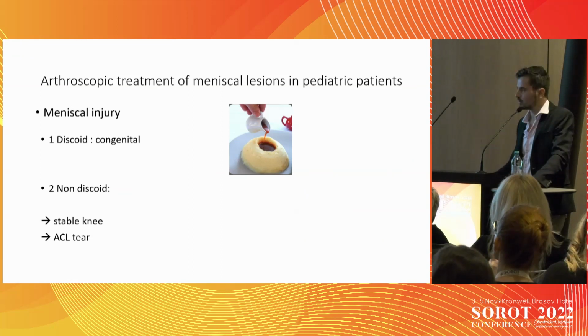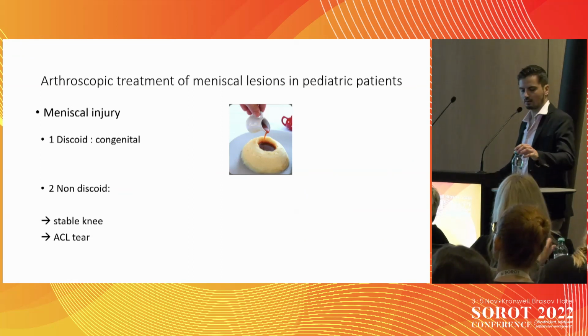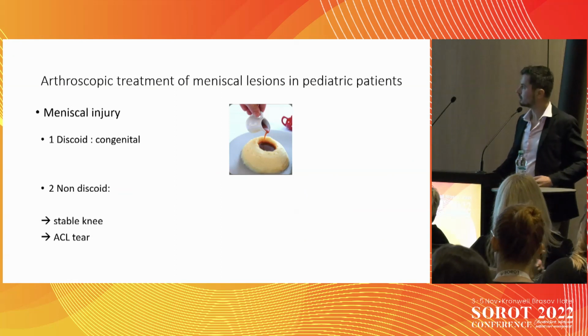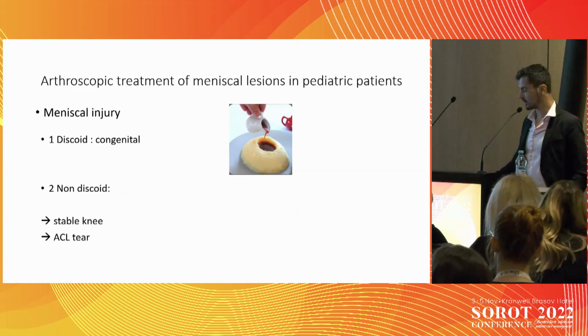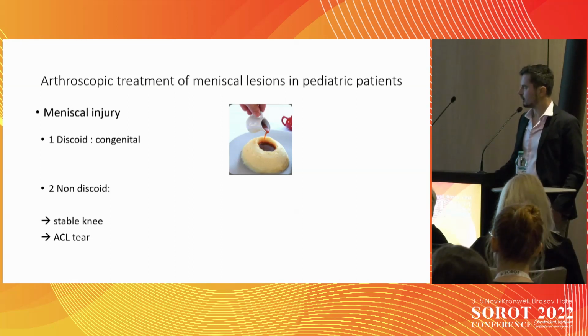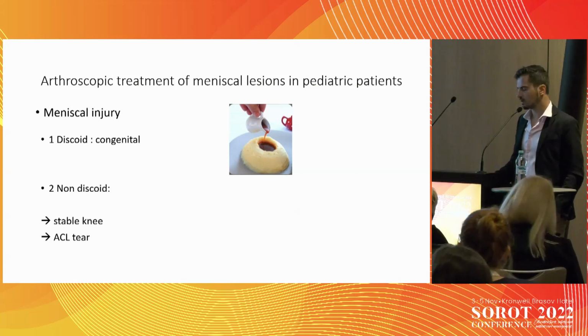Two questions. When I have a meniscal injury, is it a discoid or not a discoid meniscus? And if it's not a discoid meniscus, is the knee stable or not, so is there an ACL tear or not?